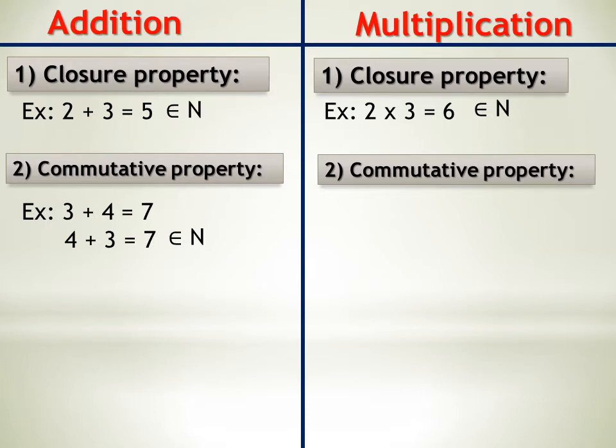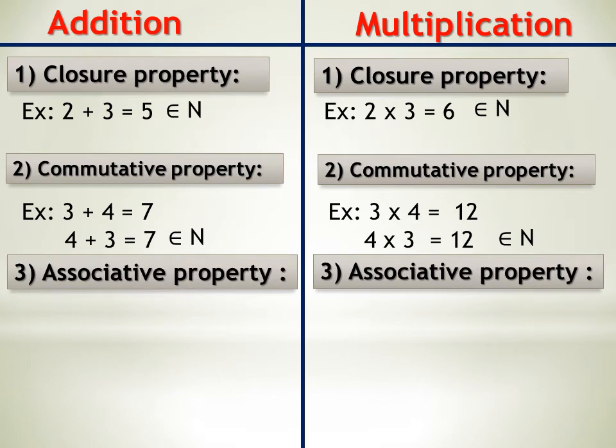What about in multiplying? Let's check. We have here, for example, 3 times 4 equals 12. When we change the places, it will be 4 times 3. It also equals 12, the same answer. And the 12 belongs to N. So for multiplying, we can say it's commutative.